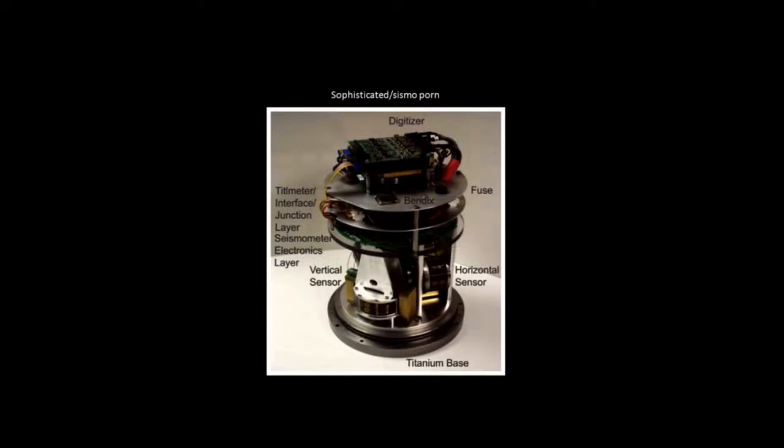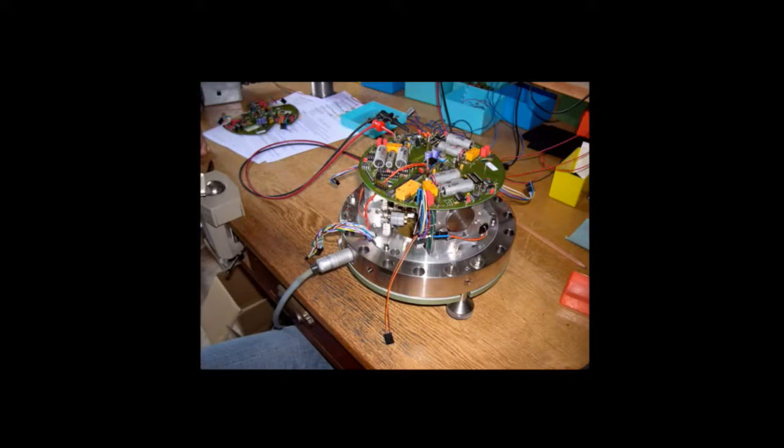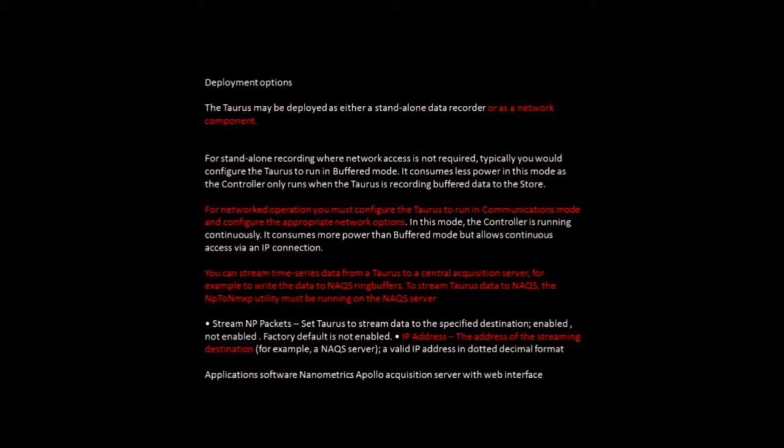In this case, we have a sophisticated image in which we can see a horizontal sensor and a vertical sensor. We have accelerometers. Sorry, accelerometers. Then another layer for seismological and electronic stuff. This is a pretty expensive device, so we are not able to get one. So this is an HD photograph in which we can see the several components of this device. What about the deployment options?